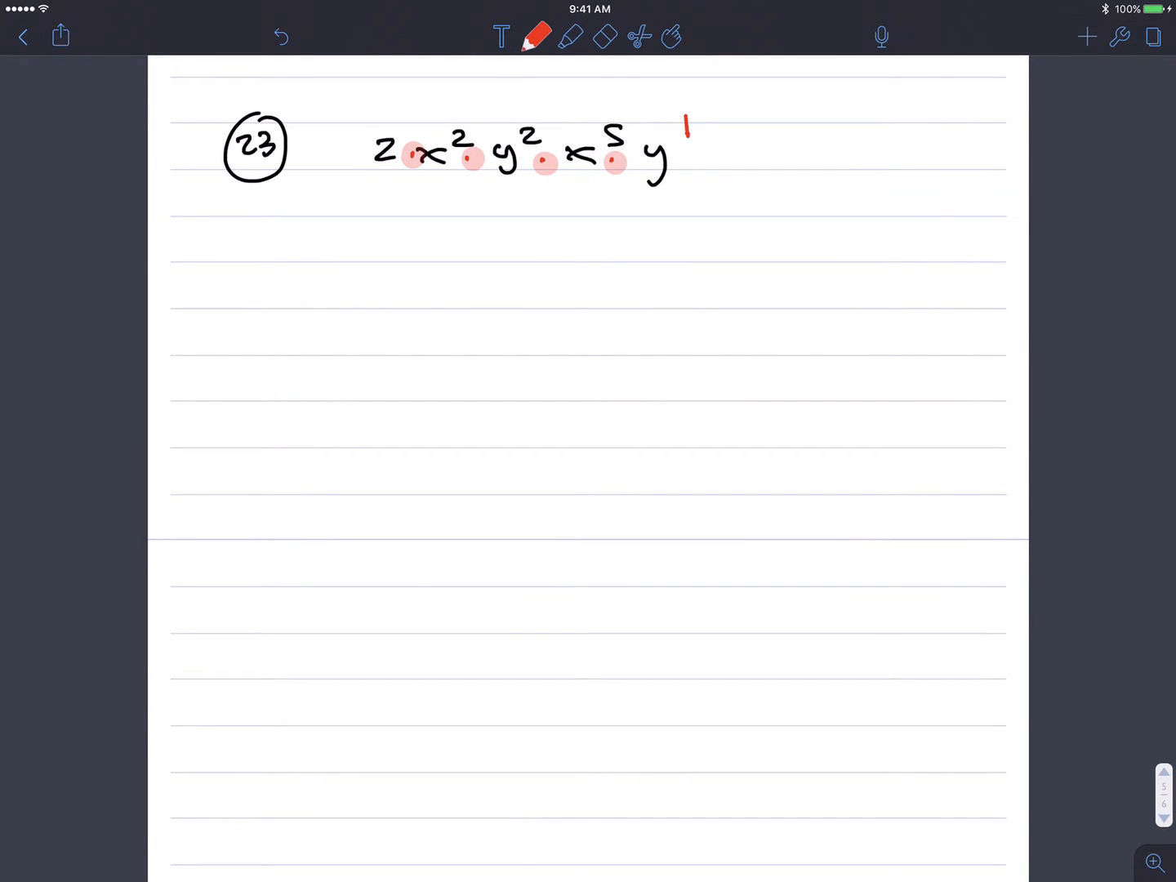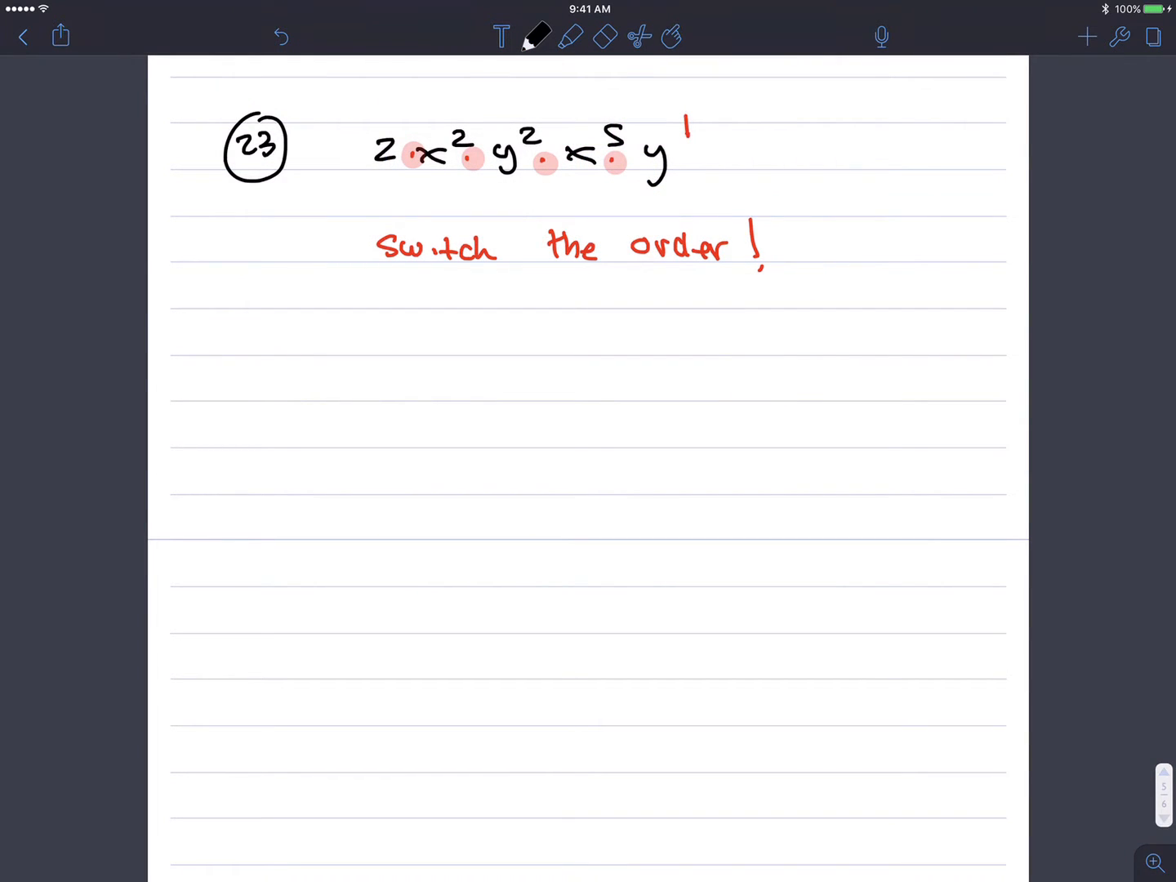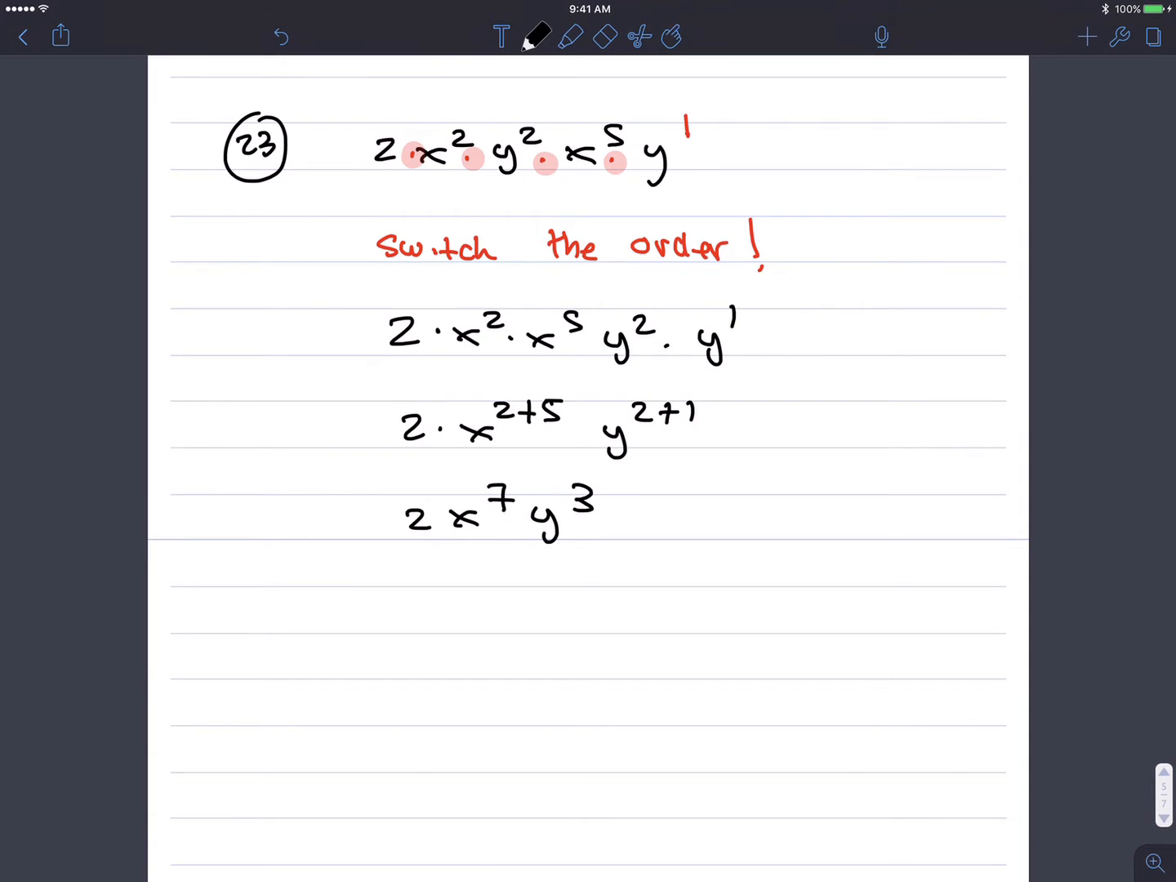What's the phrase again? We can switch the order in which you multiply. And you're going to do it in a way that simplifies your expression. So we got the 2. We're going to keep the constant 2 out there. x squared times x to the 5th, y squared times y to the 1st. We're going to keep our x bases together and our y bases together separately. And notice this is going to be now 2 plus 5 for the x base and 2 plus 1 for the y base. So that gives us 2x to the 7th power, y to the 3rd power.